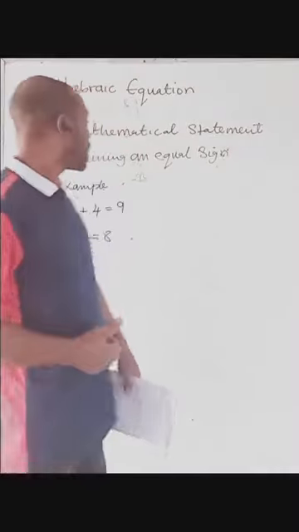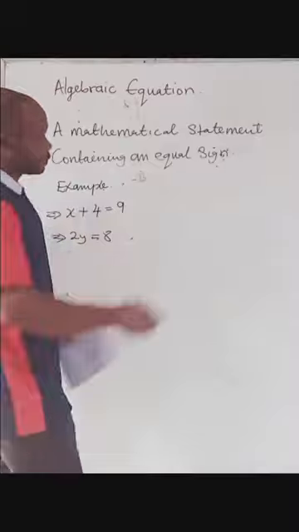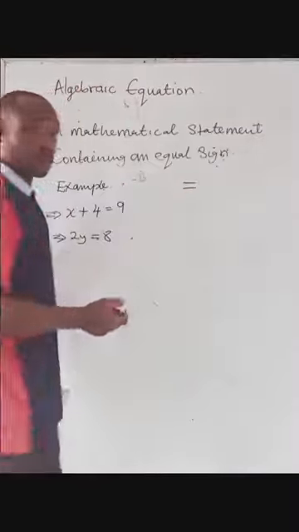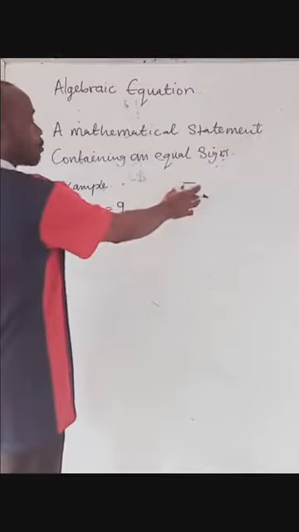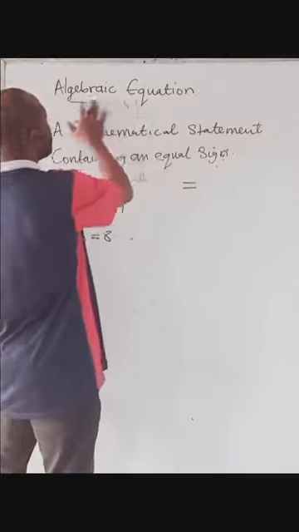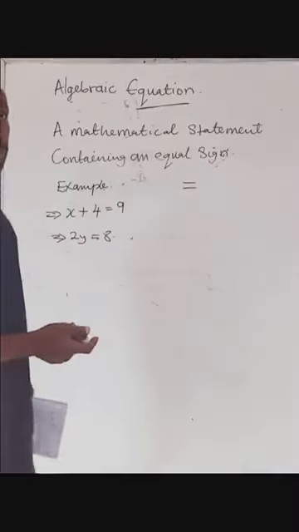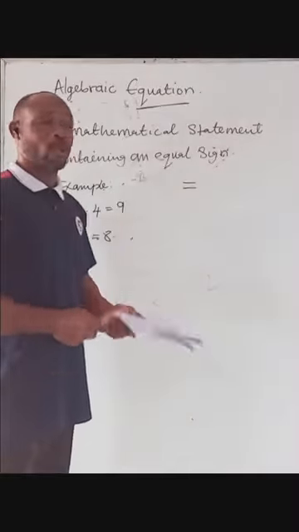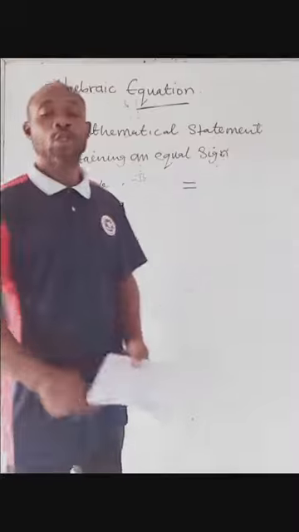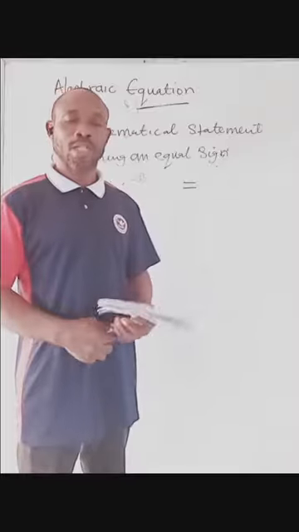A mathematical statement that contains an equal sign. This is an equal sign. So a mathematical statement that contains an equal sign is referred to as an equation. So let's generalize the statement. Any mathematical statement that contains an equal sign is an equation.